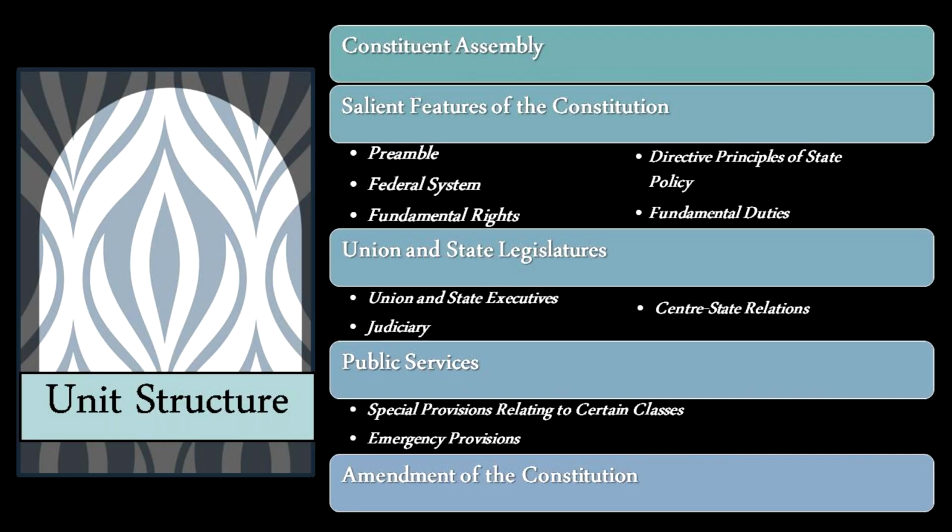Now, the unit structure for unit 4, which is the first unit of block 2. This unit shall take you through the Constituent Assembly and then we shall discuss certain salient features of the Constitution like the preamble, federal system, fundamental duties, rights and others. Then we shall move on to the union and state legislatures, public services, certain provisions for special categories of citizens and how the amendments of the Constitution are done. This is a general overview of the Indian Constitution in a very brief lecture.